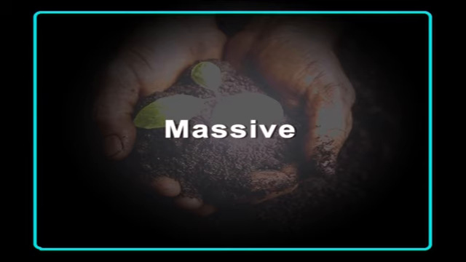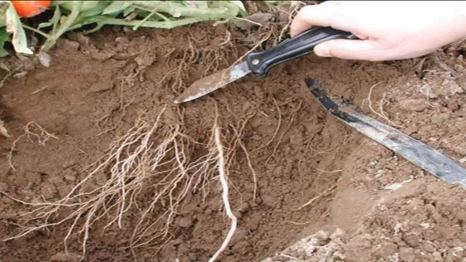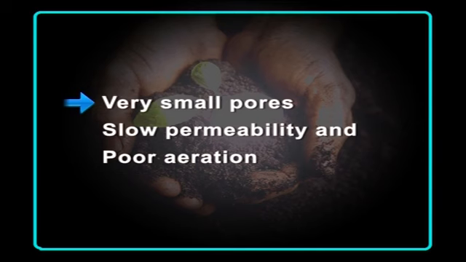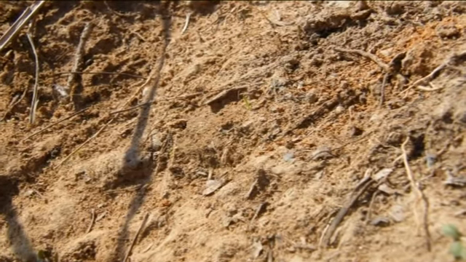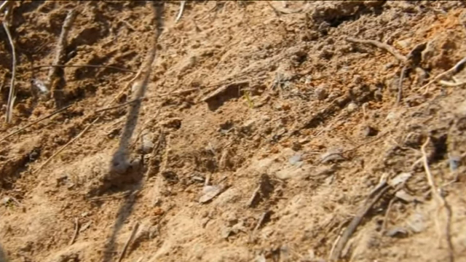The next structure is massive. They are compact, coherent soil not separated into beds of any kind. Massive structures in clayey soils usually have very small pores, slow permeability and poor aeration. Next is single grain structure. In some very sandy soils, every grain acts independently and there is no binding agent to hold the grains together into beds. Permeability is rapid, but fertility and water holding capacity are low.